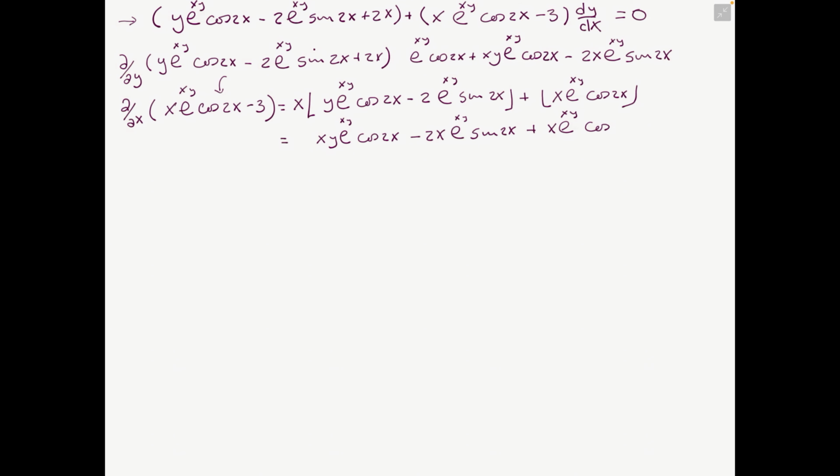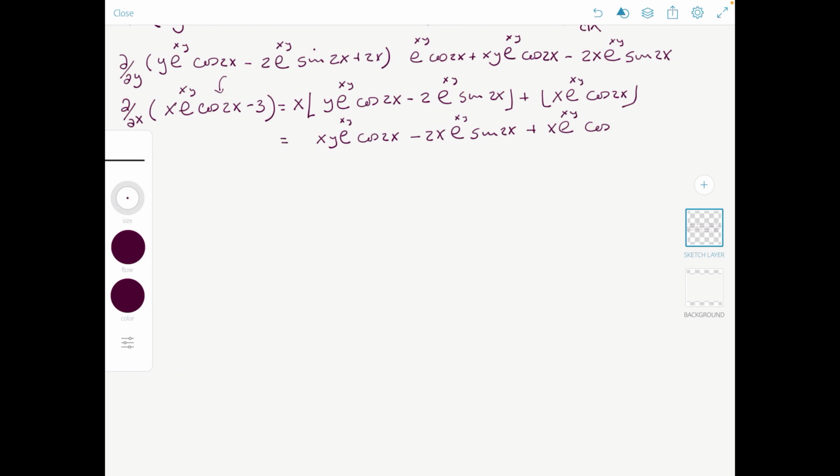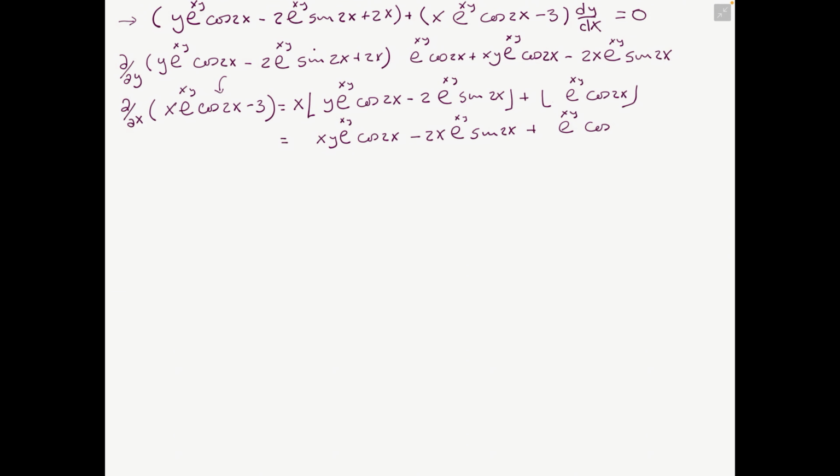We have xy e to the xy cosine 2x minus 2x e to the xy sine of 2x plus x e to the xy cosine, what did I do? I made a mistake. See, this is why you got to be careful.